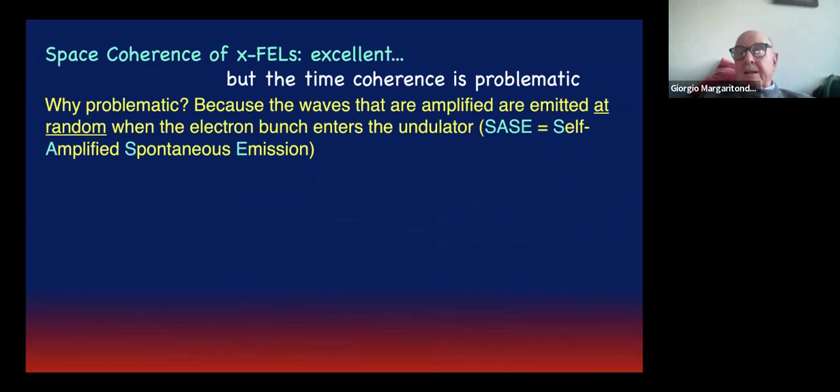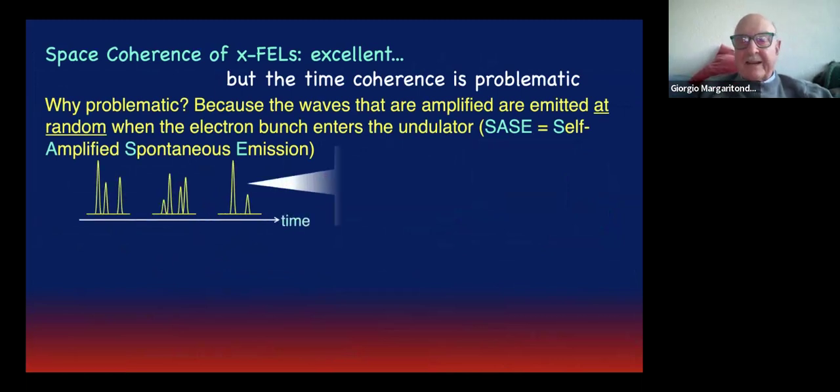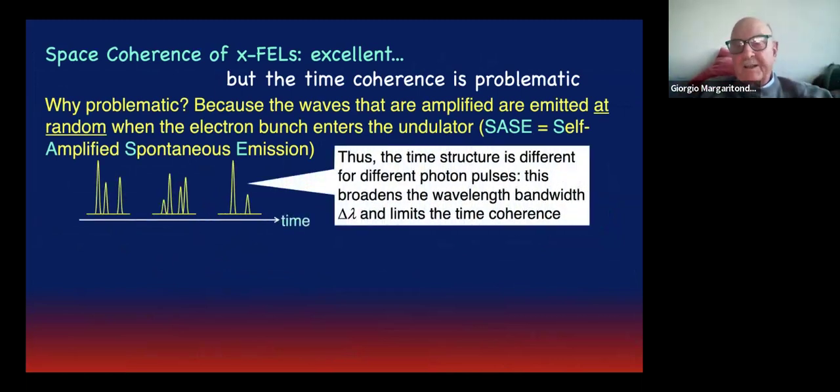Now, coherence. Coherence, especially spatial, is no problem. It is a very good coherence. But in the case of time coherence, there is a problem because we have seen that the optical amplification amplifies the initial waves, and the production of the initial waves is a random process, which means that the pulses do not have the same shape. So each pulse emitted by a free electron laser has a different shape, and this broadens the wavelength and therefore screws up the time coherence.